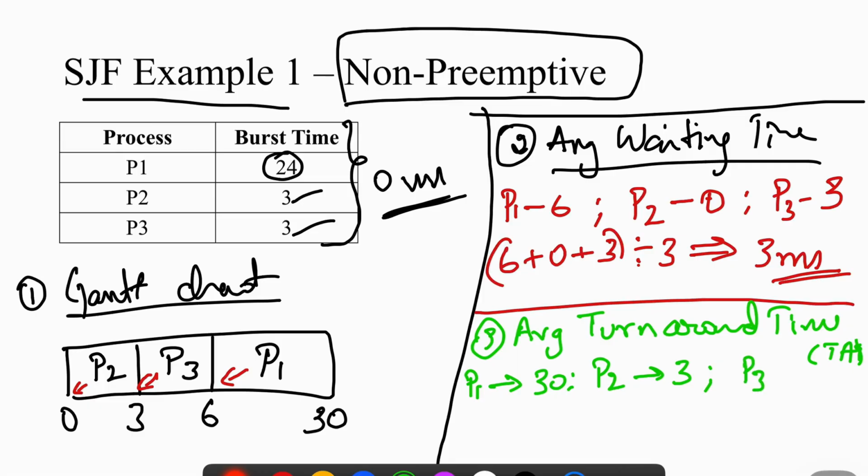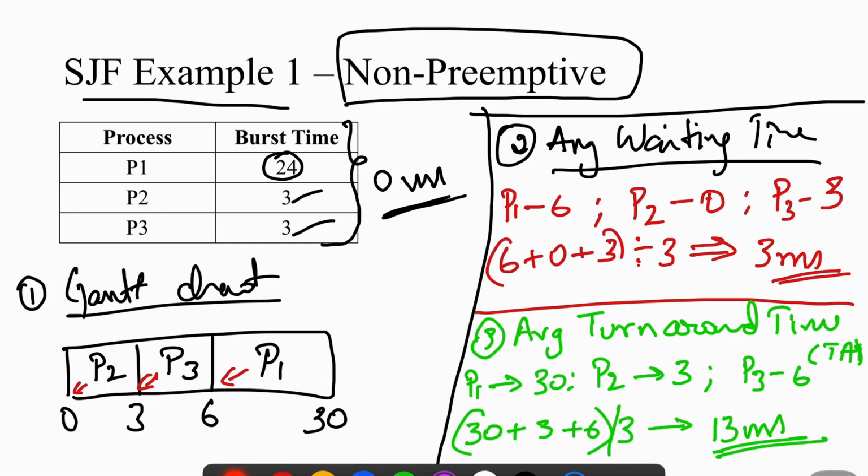Then I have P3, which is 3 plus 3, 6, that is 3 waiting time and 3 burst time. So this is what we have. Now what I'll do, I'll add 30 plus 3 plus 6 divided by 3. What would be the answer here when I divided by 3? So here it is 39 divided by 3, and the average turnaround time is 13 milliseconds.